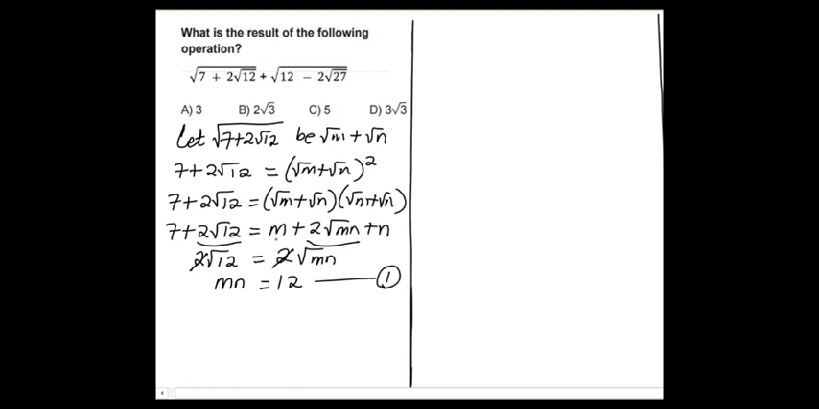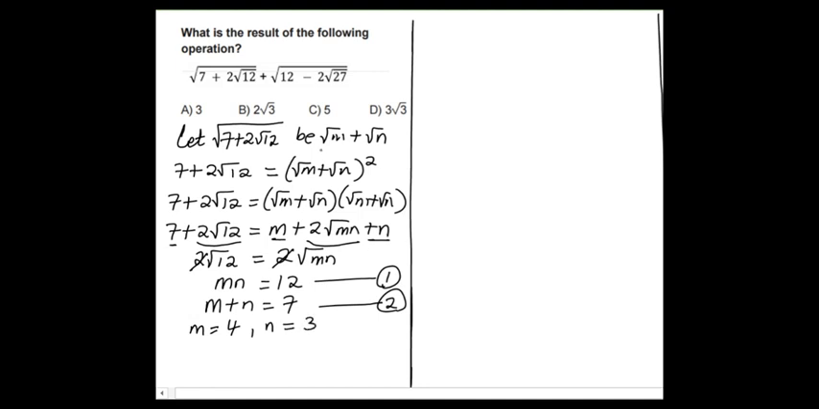Picking the other items, m plus n will be equal to 7. So we now have m plus n equal to 7. That's equation 2. Here, if you use substitution, you will get a quadratic function. But since this is an objective question, you can just look for the factors of 12 that when you add, you get 7, and those two factors are 4 and 3. So one of them will be 4, one of them will be 3. So let's say that our m is equal to 4, and our n is equal to 3.